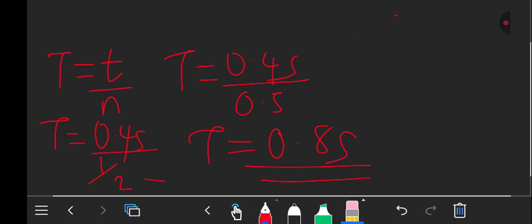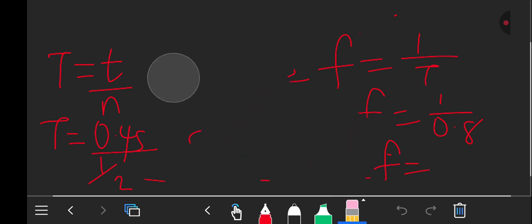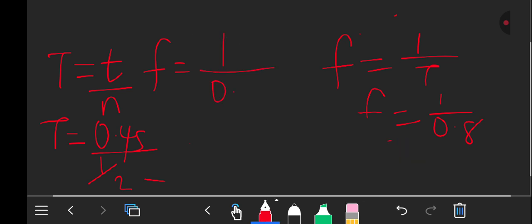But how can you find the frequency given the period? You just say frequency is equal to 1 over period. So frequency will be equal to 1 over, what is the period? It is 0.8. So what will be our frequency? Our frequency will be equal to 1 over 0.8. So we can say frequency is equal to 1 divided by 8 over 10.